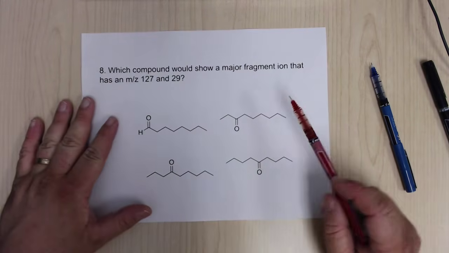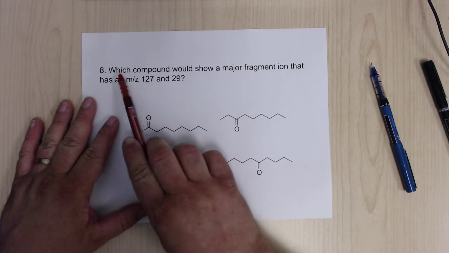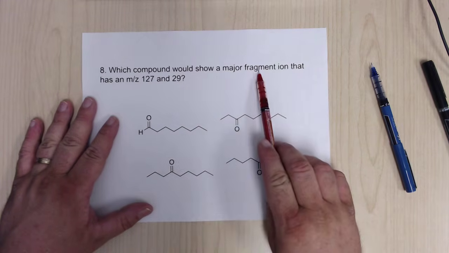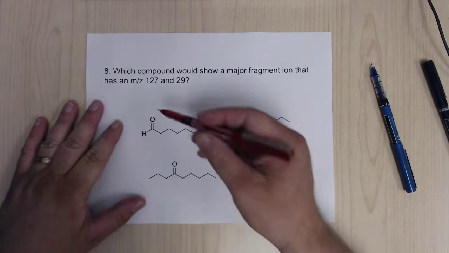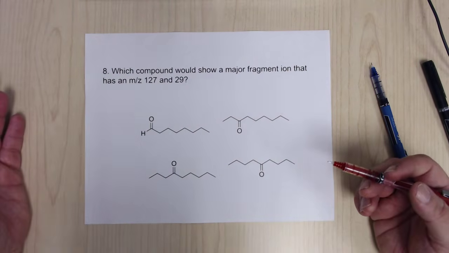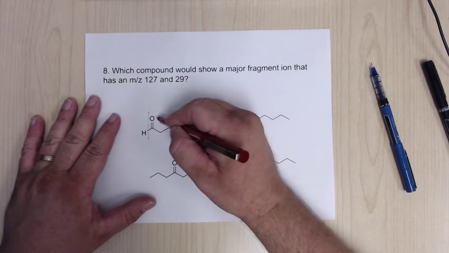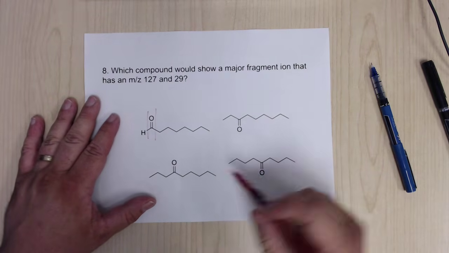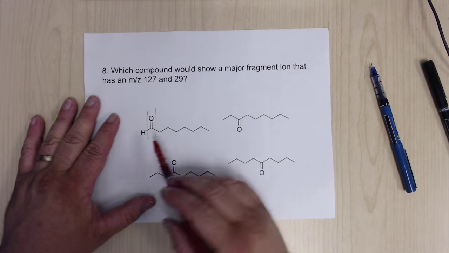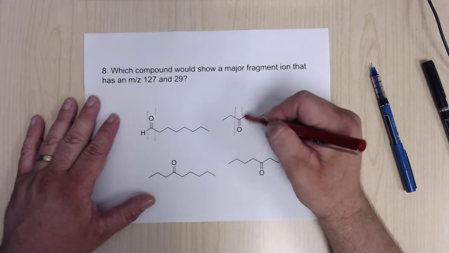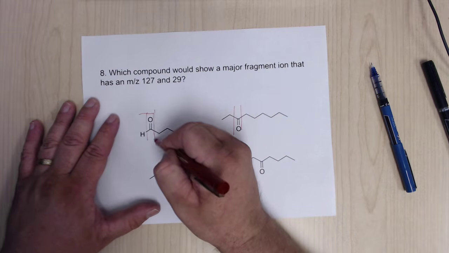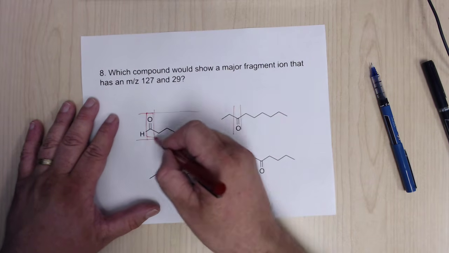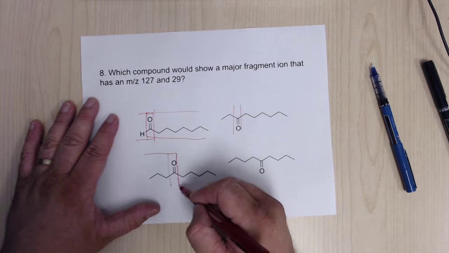Now for this one, there's mass spec. So which compound would show the major fragment ion, this and this? A good rule of thumb is that you're going to split on either side of the C double bond O. So it would split here or here, so you're going to have one that's this size and one that's that size. Same thing here.